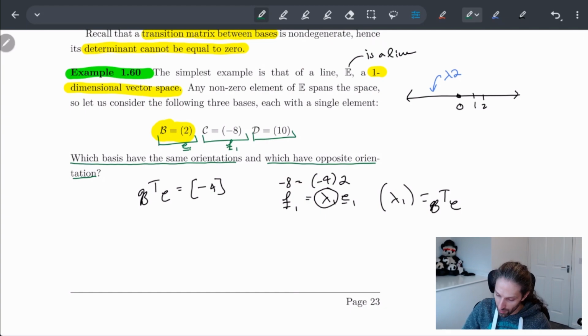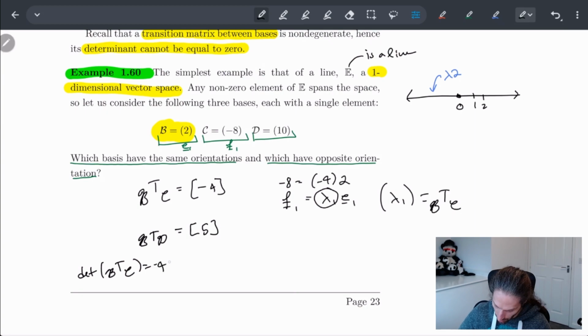If you think about this for a second, you're going to get a similar thing when we go to D. So going from B to D, for example, this is just going to be 5. This is the transition matrix 5. Okay, so then what are the same and opposite orientations? Well, the determinants here are just the entries. So the determinant of BTC is equal to -4.